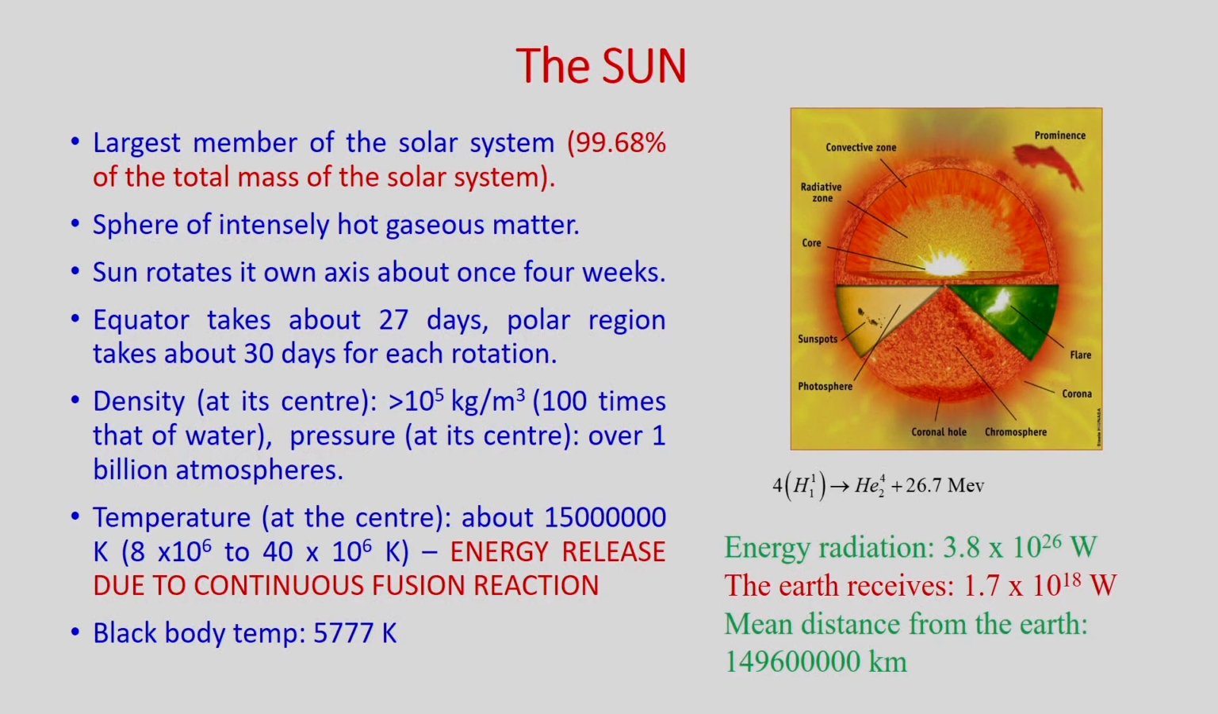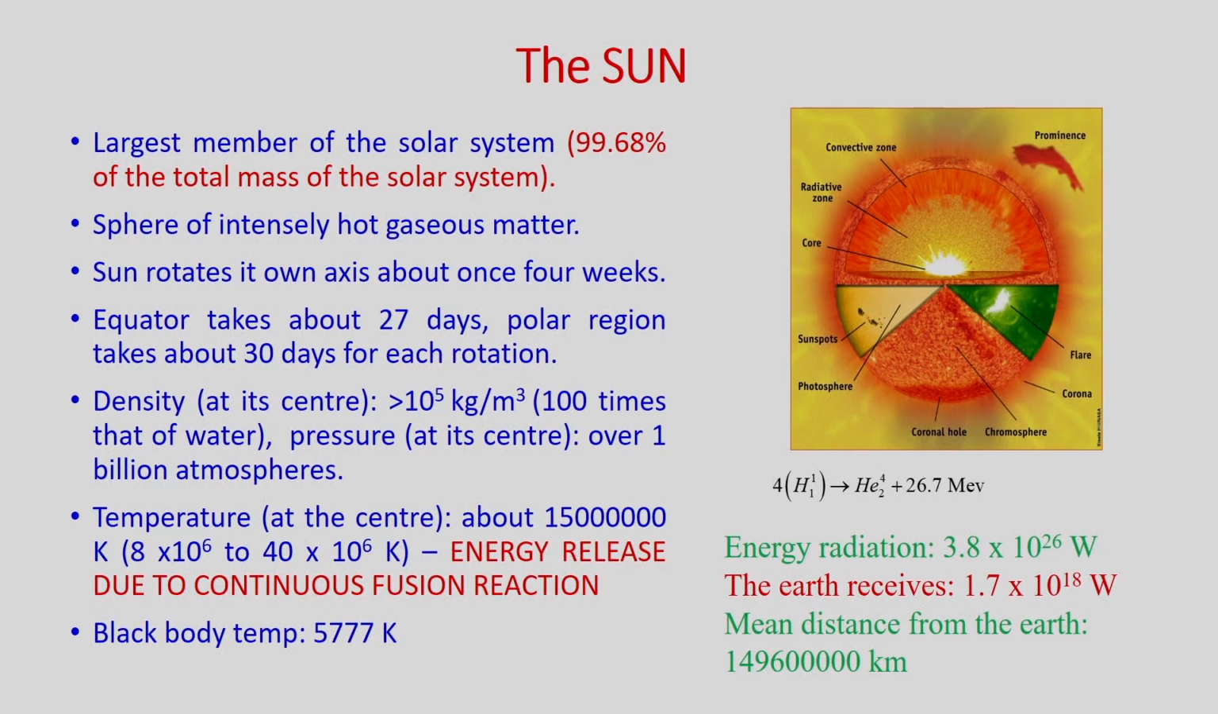It carries about 99.68% of the total mass of the solar system, and it is a sphere of intensely hot gaseous matter. The sun rotates on its own axis about once in 4 weeks. The equator takes about 27 days, and the polar region takes about 30 days for each rotation.